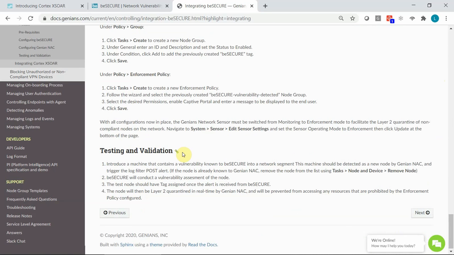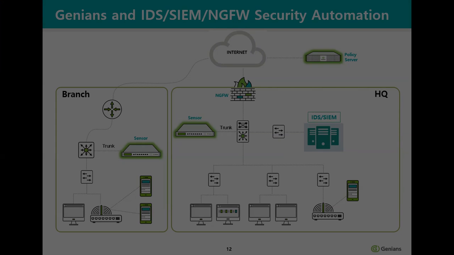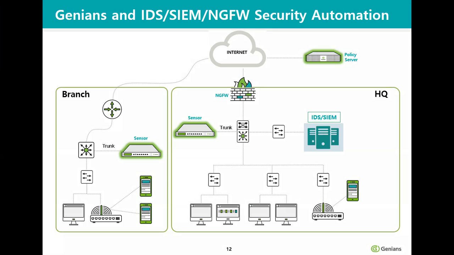Now let's take a look at a visual depiction of how this works in the overall security ecosystem. This diagram will be used to depict the operational functionality and benefits of security automation between Genian NAC and external systems. We begin with a review of the components. The policy server can be hosted on-prem or in the Genian's cloud and is also available on the AWS Marketplace.